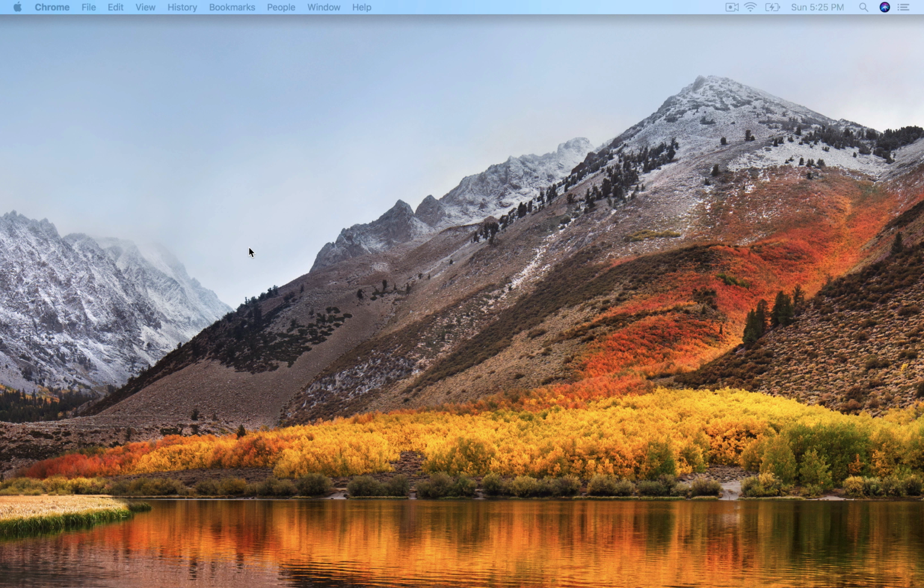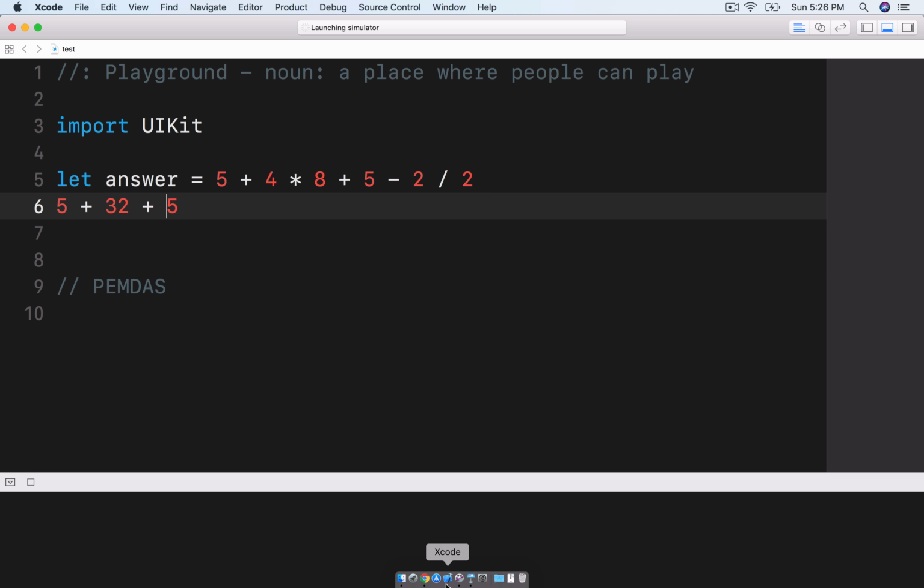Alright, Xcode just crashed. So what you got to know is Xcode can be annoying at times. So what you just got to do is keep it moving, and open it back up. That's all you got to do.